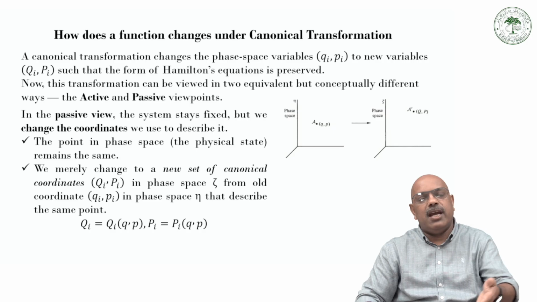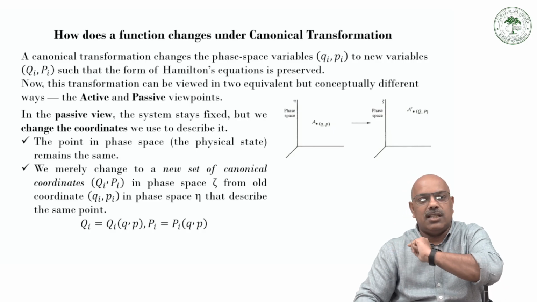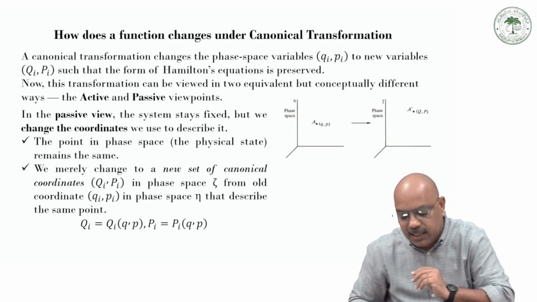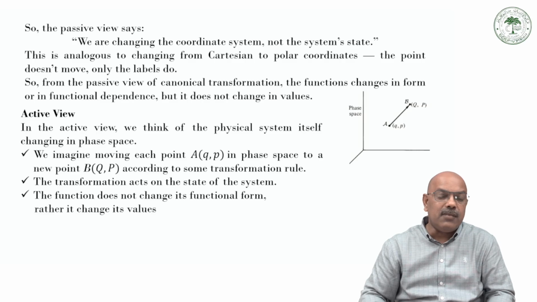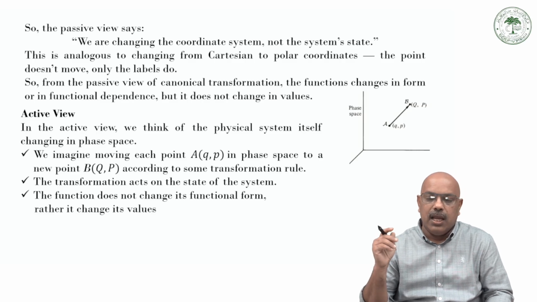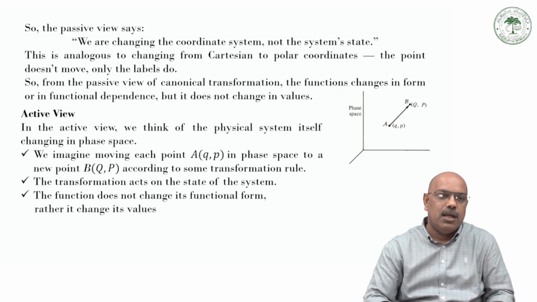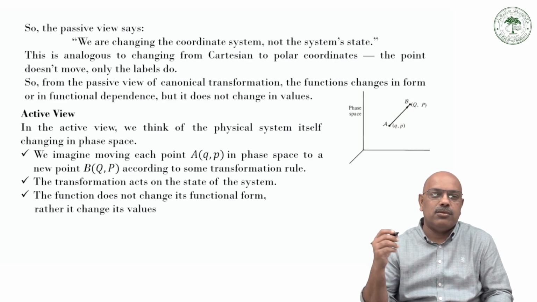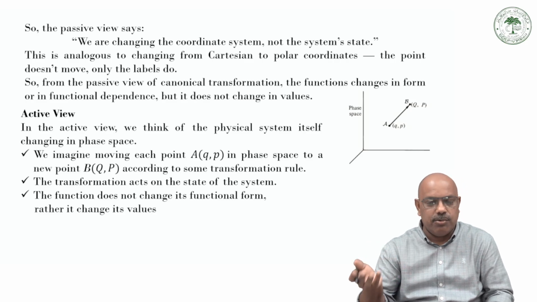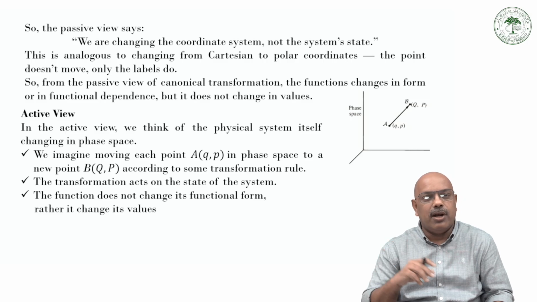So as x, y is defined in terms of r, theta, that is the passive view: you are just changing the coordinates of the system and not the state of the system. Okay, so this is analogous to changing from Cartesian to polar, as I told you, where the point doesn't move.